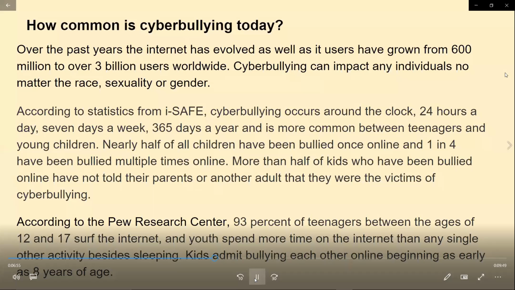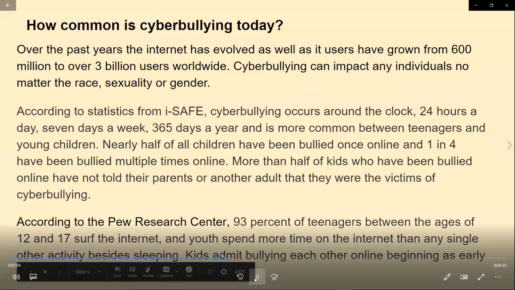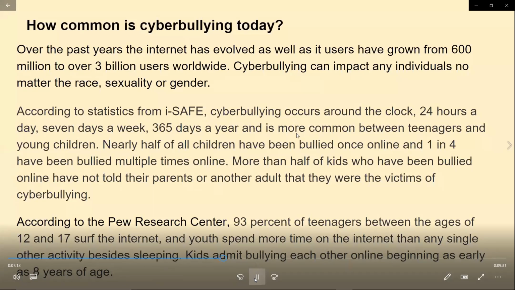How common is cyberbullying today? Over the past years, the internet has evolved as well as its users have grown, from 600 million to over 3 billion users worldwide. Cyberbullying can impact any individual, no matter their race, sexuality, or gender. According to statistics from iSafe, cyberbullying occurs around the clock, 24 hours a day, 7 days a week, 365 days a year, and is more common between teenagers and young children.